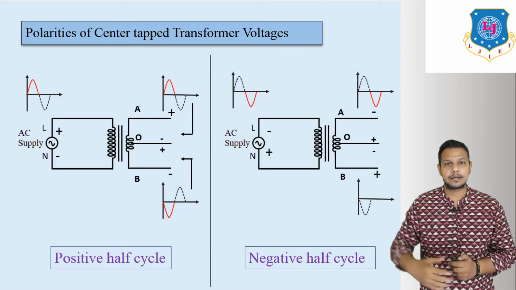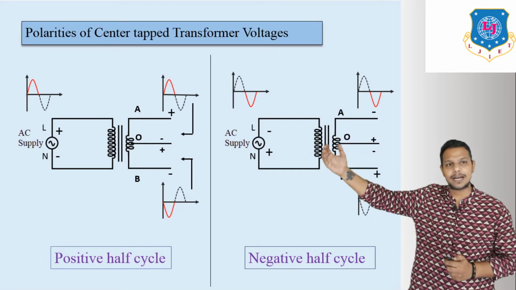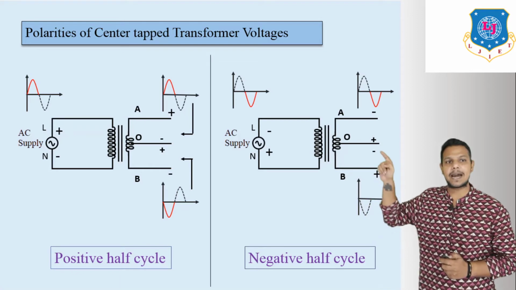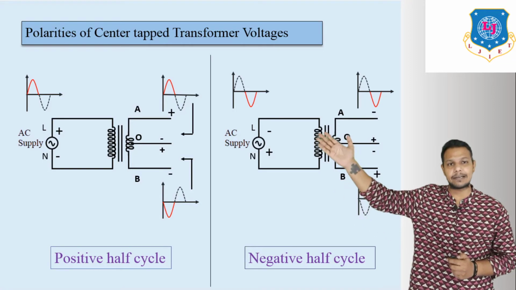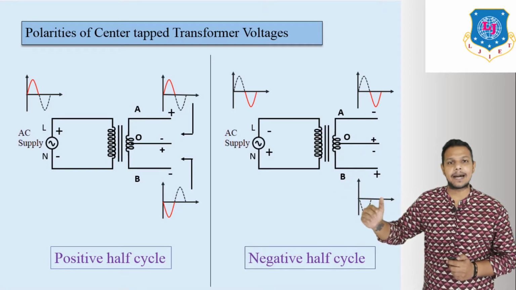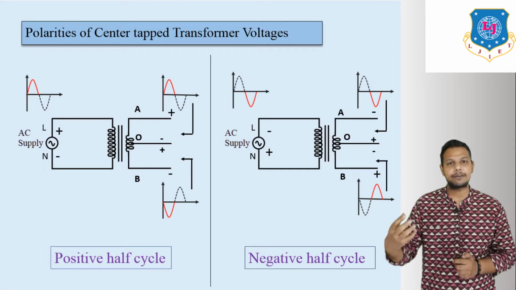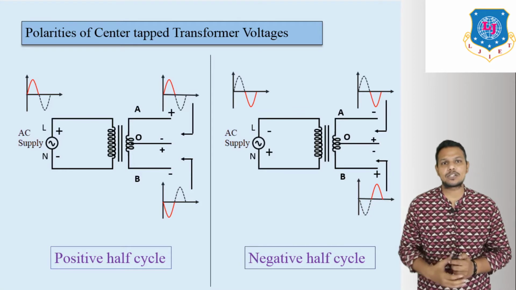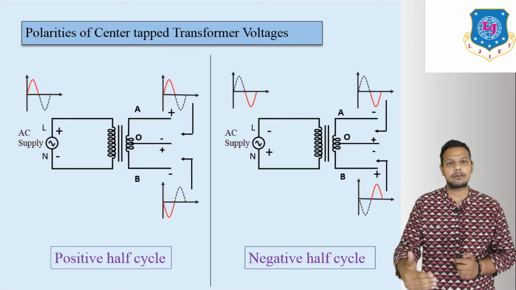Now for VBO, our input side polarities are minus and plus, but here it is plus and minus. So it is a 180-degree phase shift. That means if we enter a negative half cycle, here we will get positive, like this. This is positive because it is basically a 180-degree phase shift with the input. So these are the basic concepts of the polarities of center tapped transformer voltages. Remember this, we will apply it in our working principle.